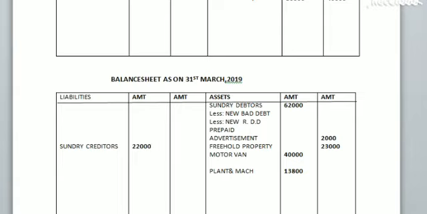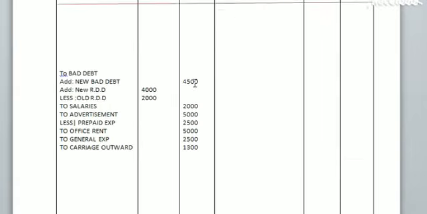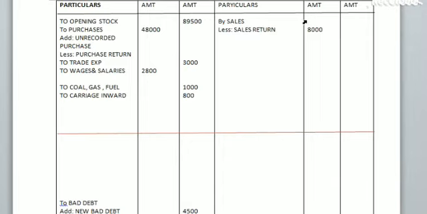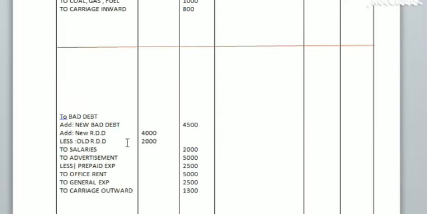The next is sales, ₹1,48,000. Next is RDD. This is our old RDD. Therefore, already we have written it here.